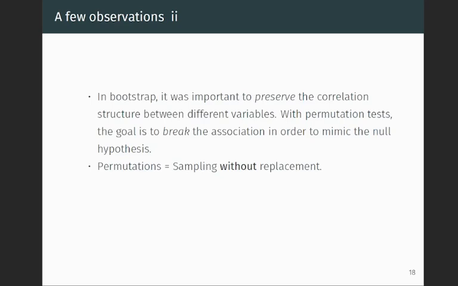Okay, third observation. In Bootstrap, it was important to preserve the correlation structure between different variables because we were trying to mimic the idea of generating new samples from the same distribution. With permutation tests, the idea is different. The goal is to break the association in order to mimic the null hypothesis. So that's the main difference between Bootstrap and permutation tests. And keep in mind, permutations are sampling without replacement, whereas Bootstrap was sampling with replacement.